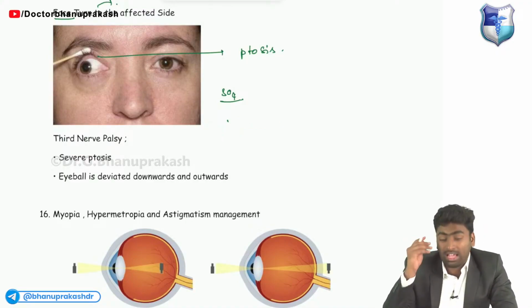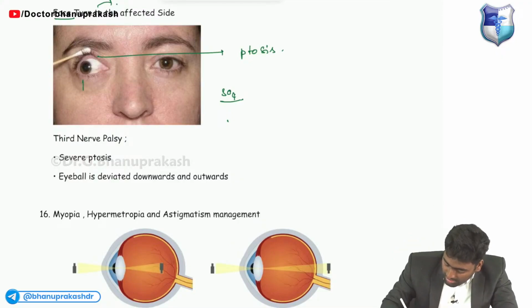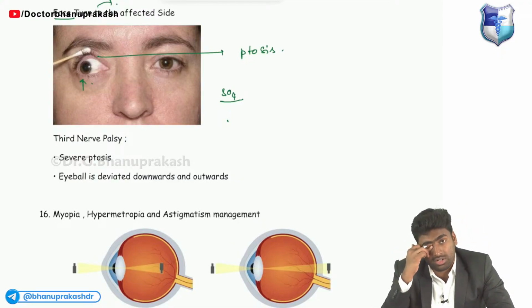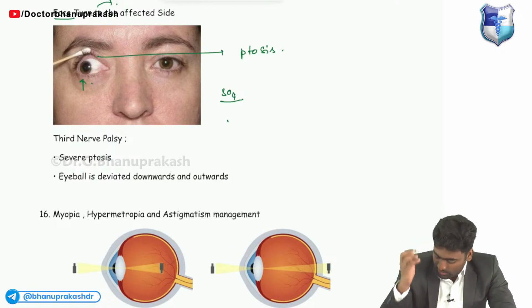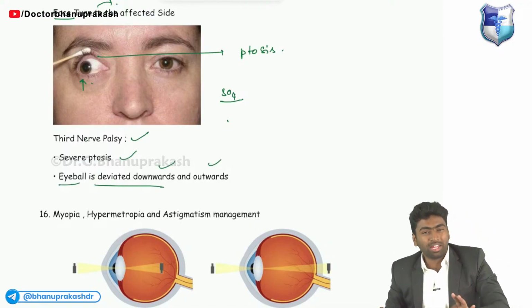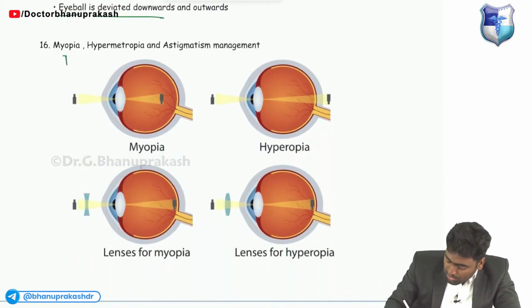So in the case of third nerve palsy, you will be able to see the eye will be to the outside, because only the lateral rectus and superior oblique are acting. Okay, so the eye will be positioned outside, and there will be associated ptosis. This is the classical feature of third nerve palsy. Now the eyeball will be deviated downwards and outwards because of the pull of superior oblique and lateral rectus. Fine. And next one, just you know about myopia, hypermetropia, and astigmatism.